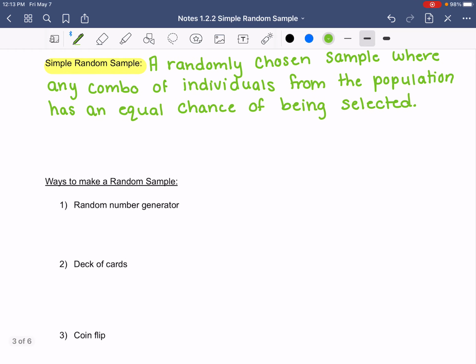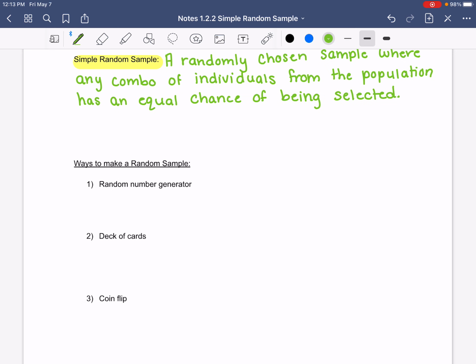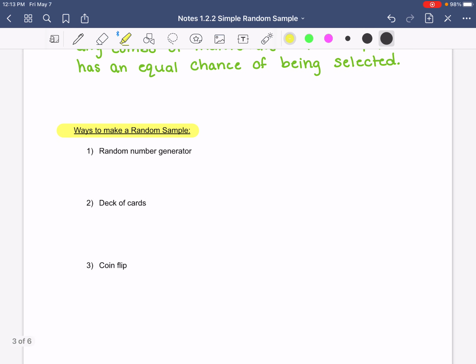So we have a few different ways that you can make a random sample. One way, a very popular way, is just a random number generator. This is just a tool. We can do it on our TI-84 calculators. You can Google one. There's apps, whatever it is. But it's just a tool used to select a number without following a pattern, and all probabilities are equal.